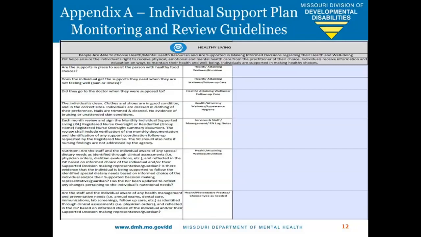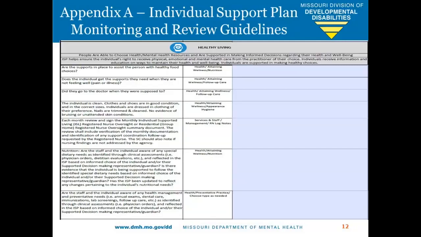The support coordinator will monitor the ISP to ensure the service provider is following the ISP as written. Monitoring might include talking with the individual, observing services and supports, and reviewing documentation. Review of documentation could include RN notes, monthly summaries, and documentation around the supports of the individual.